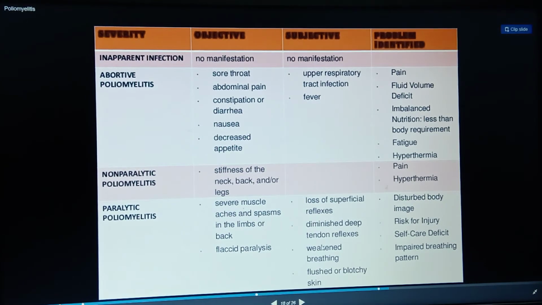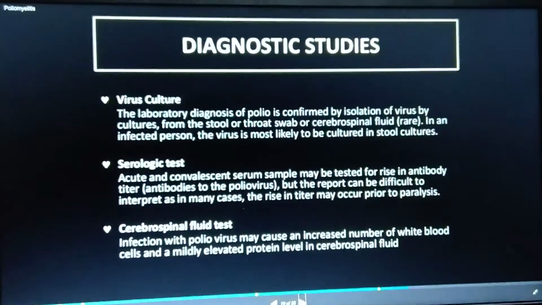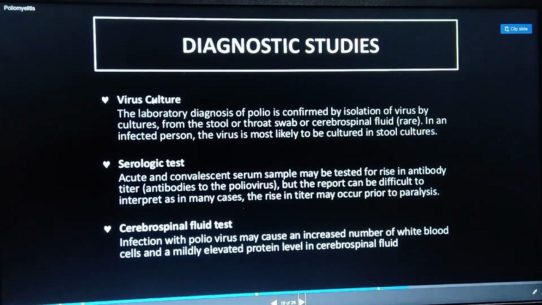Whenever you take a tendon and strike it, over your elbow or your knee, there should be a slight movement, but that is going to be lacking. Weakened breathing is going to be there, and flushed, blotchy skin is going to be there. For problem identification: disturbed body image, risk of injury, self-care deficit, and impaired breathing pattern. What are the diagnostic studies you are going to do? Virus culture they are doing.